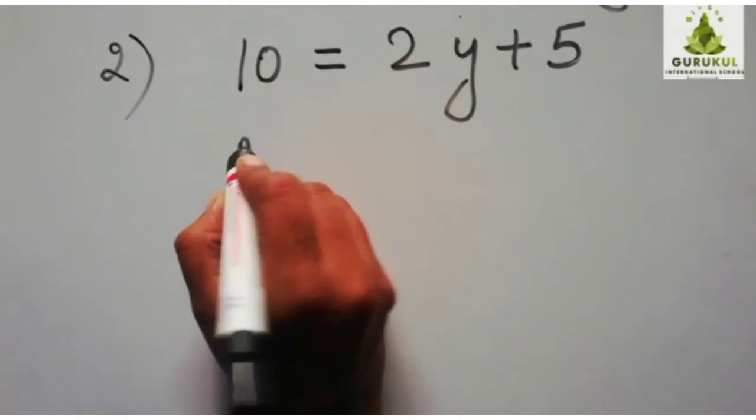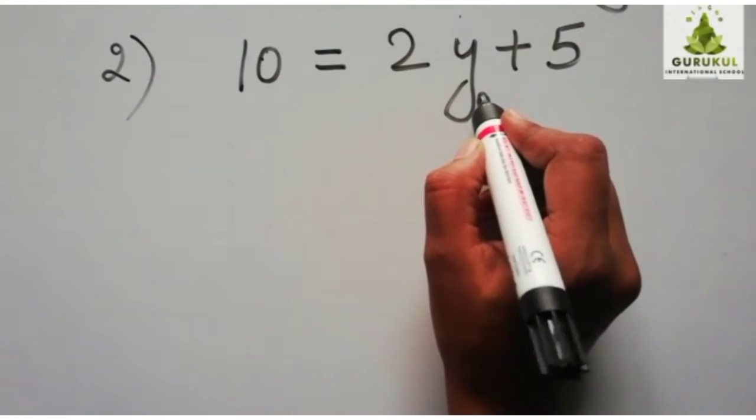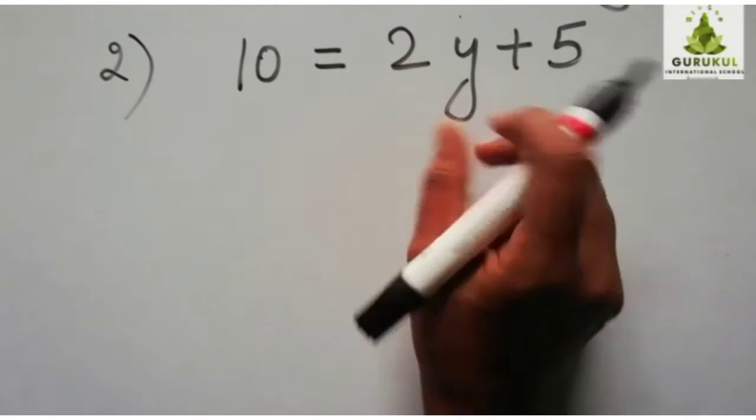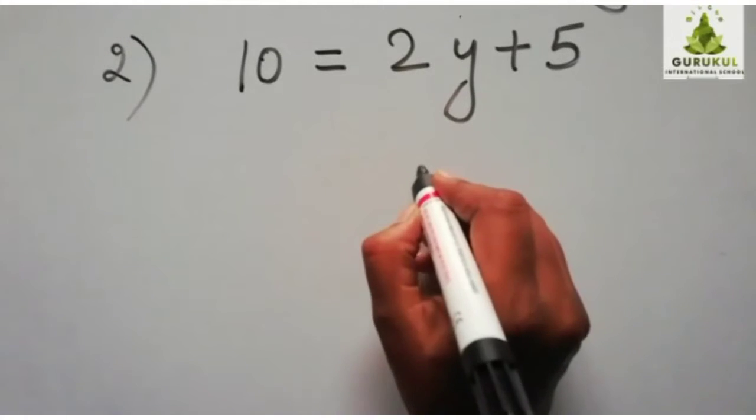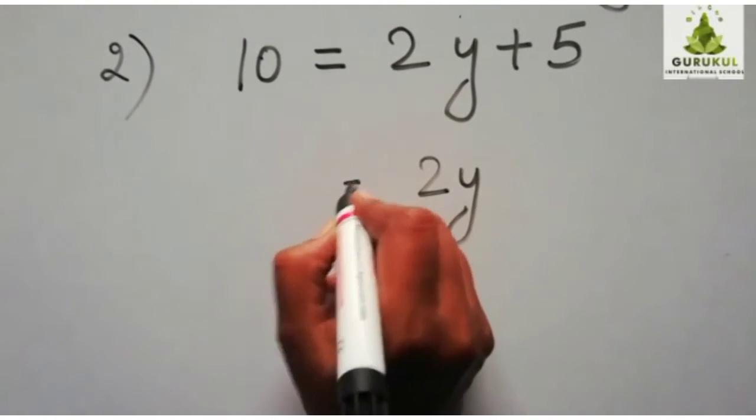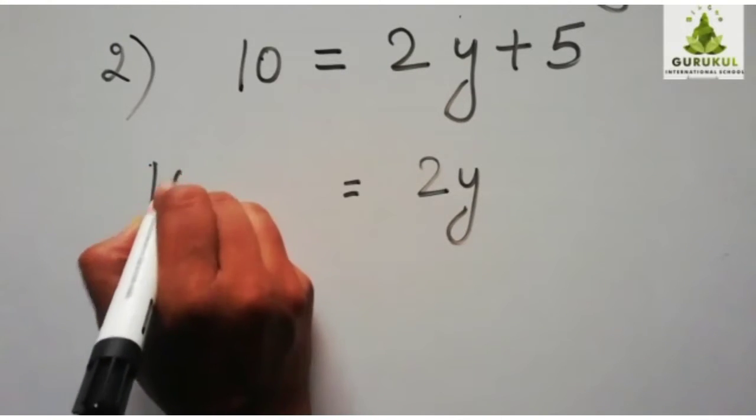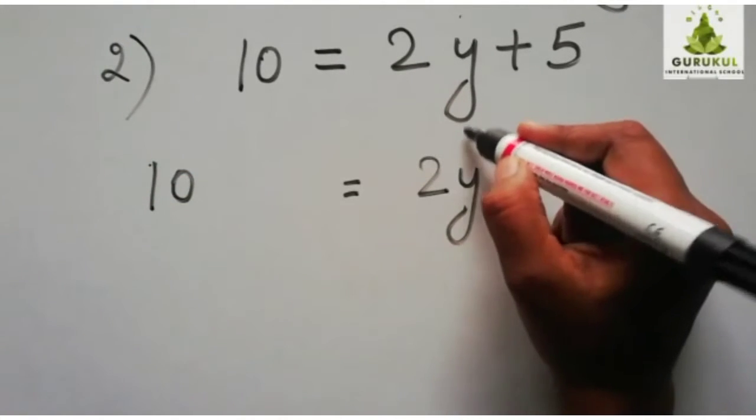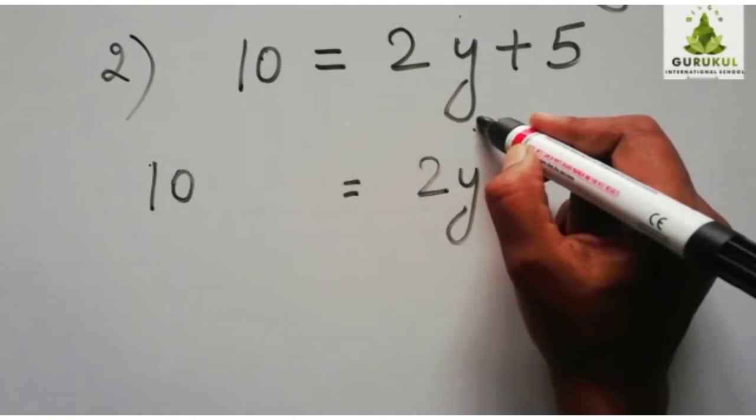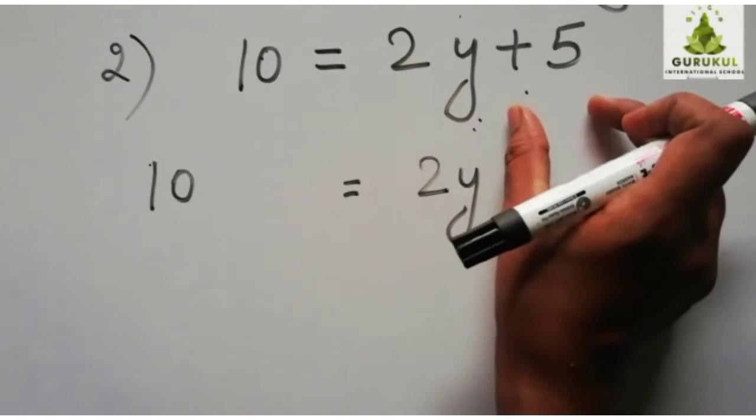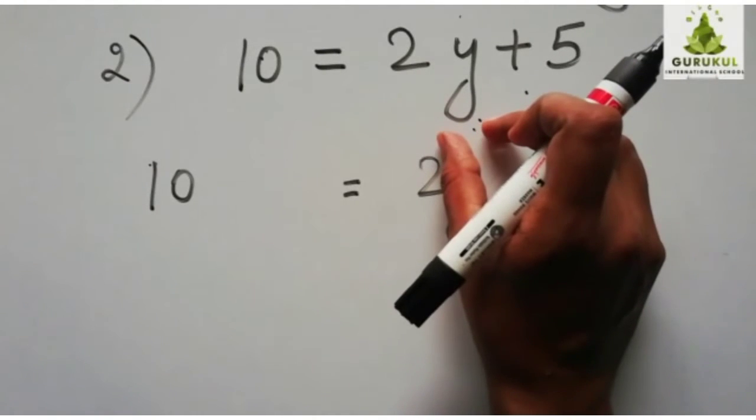Now see here, 10 equals 2y plus 5 is the second question. Now 2y, this is the variable y, so I will keep that here itself. 10 is already here, I am keeping it here. The variable term I am keeping here itself. I don't want plus 5 with y. I want to find the value of y.